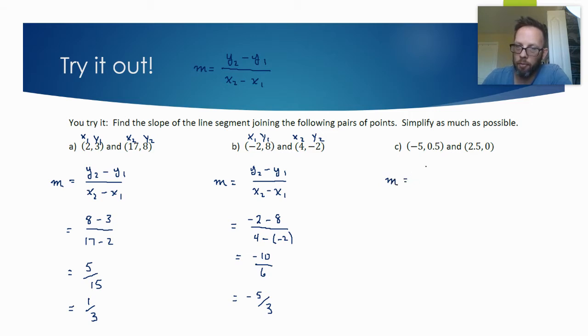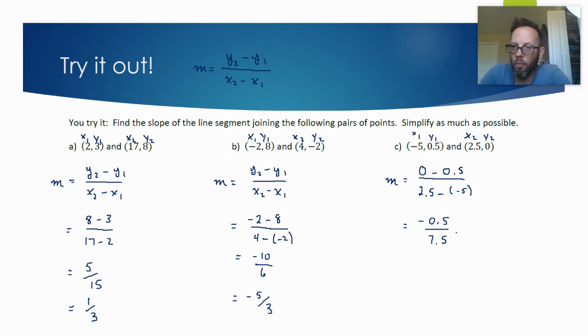All right, so maybe this one I won't write down the slope formula, but maybe I'll still label my points. That can always be helpful. So y2 minus y1, 0 subtract 0.5. And for the run, x2 is 2.5, and we're subtracting negative 5. So what do we get? We get negative 0.5, and 2.5 subtract negative 5. That is positive 7.5. Now that is correct.